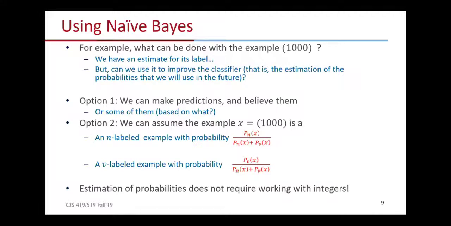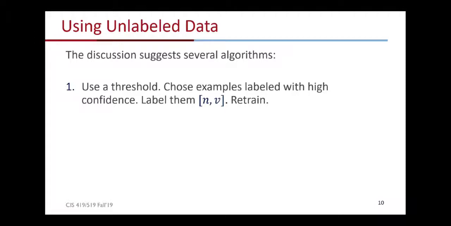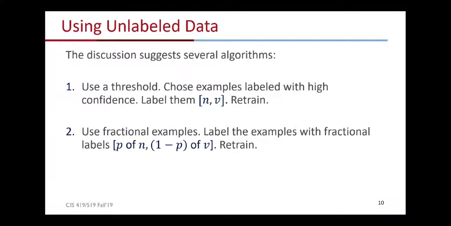So basically what I have now is I added labeled data in a clever way. I'm summarizing what we've done. One way was using a threshold, right? So choose examples labeled with high confidence, label them, retrain. And the second one is use fractional examples. Label the example with fractional labels, retrain.